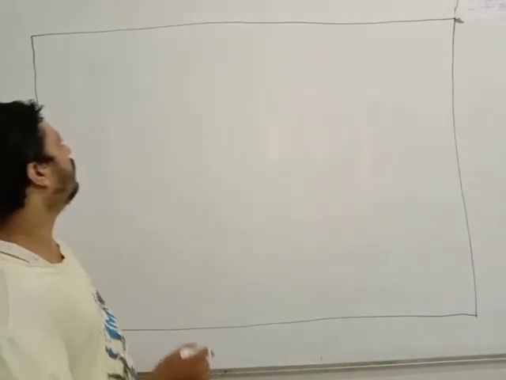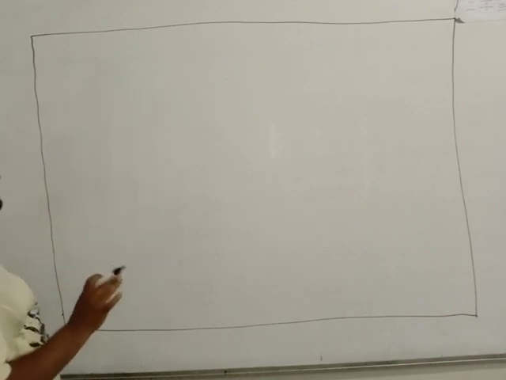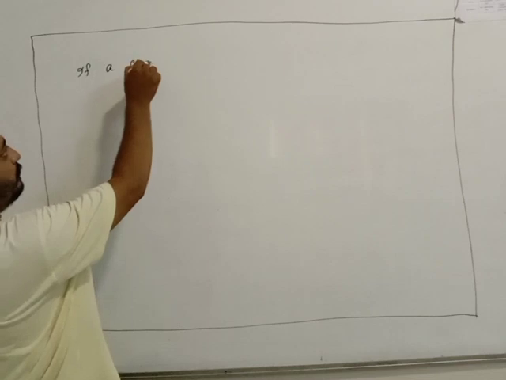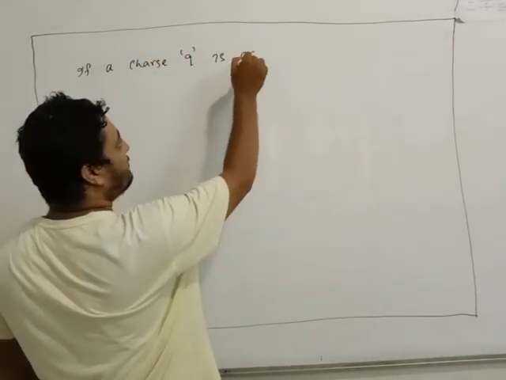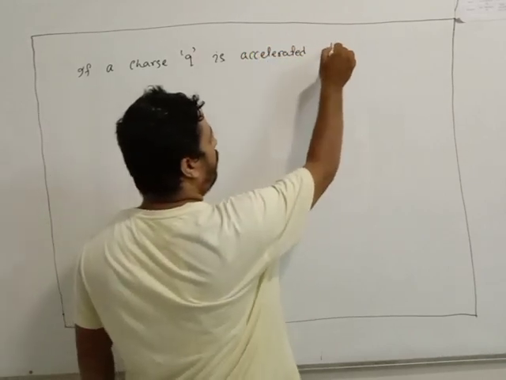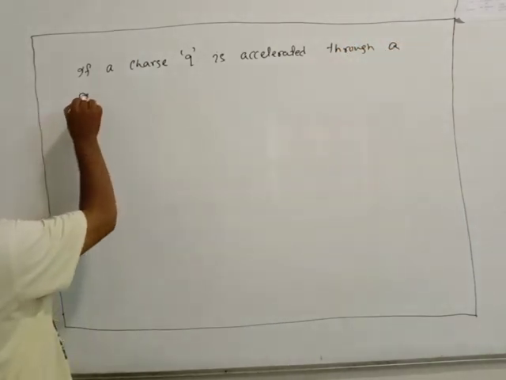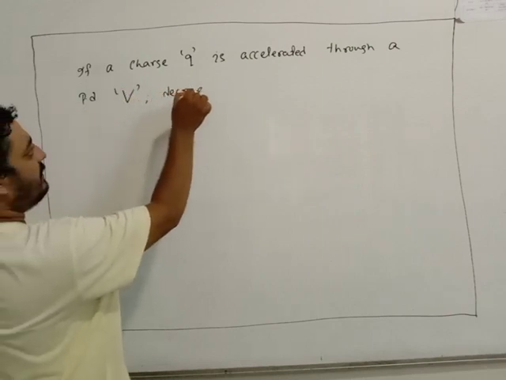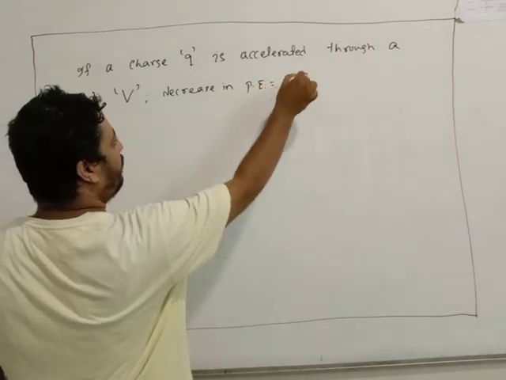So today we will start the rest part of the electrostatic potential energy. So if a charge q is accelerated through a potential difference V, then the decrease in potential energy is equal to QV.